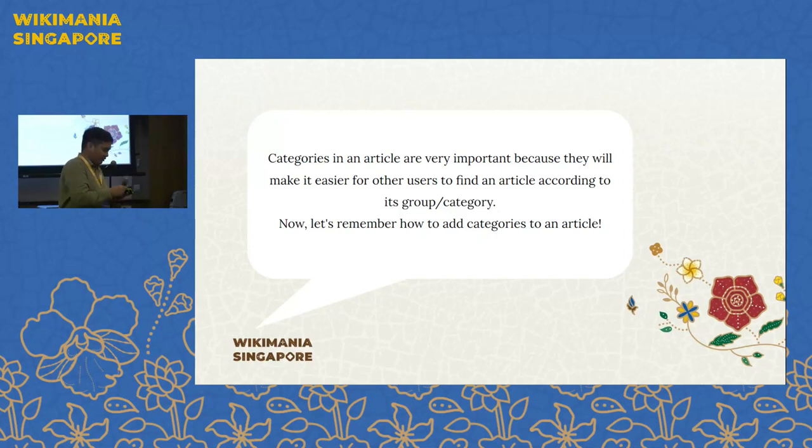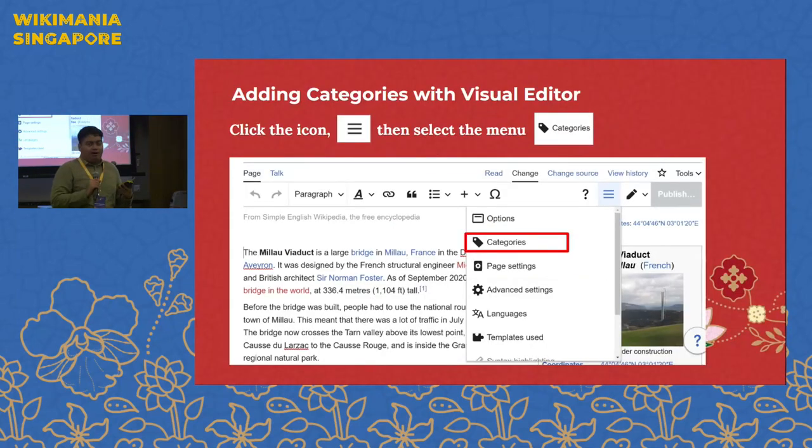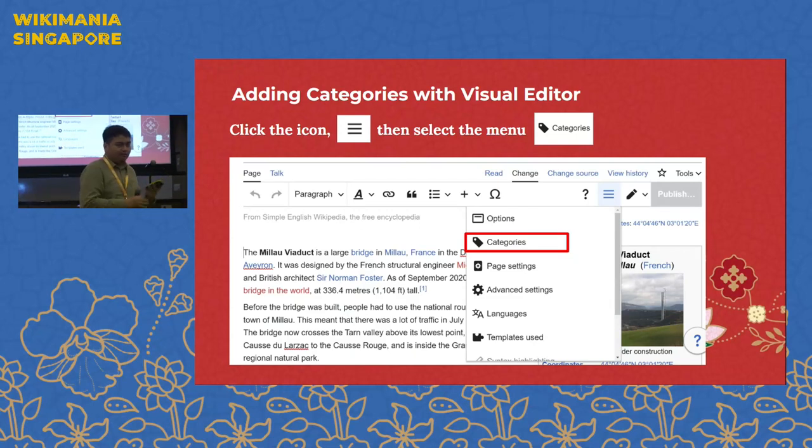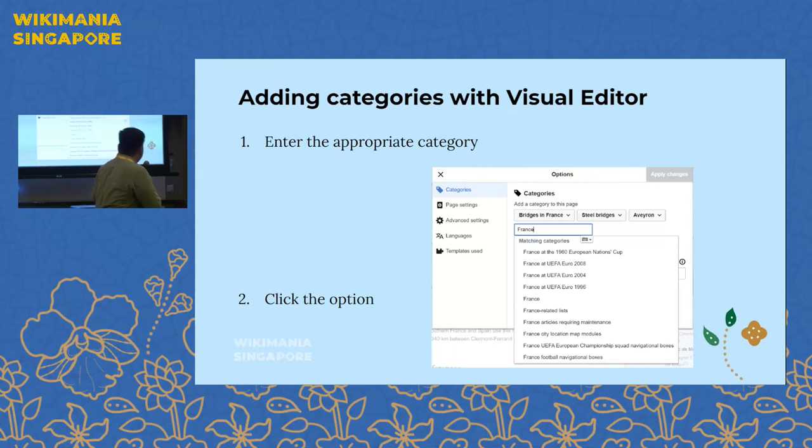So to add some categories on the visual editing, you can click the three stripes button and then select the menu categories. So you can fill in the categories that maybe fit the article, and then you can save the edit. You can maybe try later. Okay. Enter the appropriate category, and then for example like this, if there are any categories about that, it will appear on this one. But if there are no categories, it will not appear. So it's best practice to choose the available categories on this one.